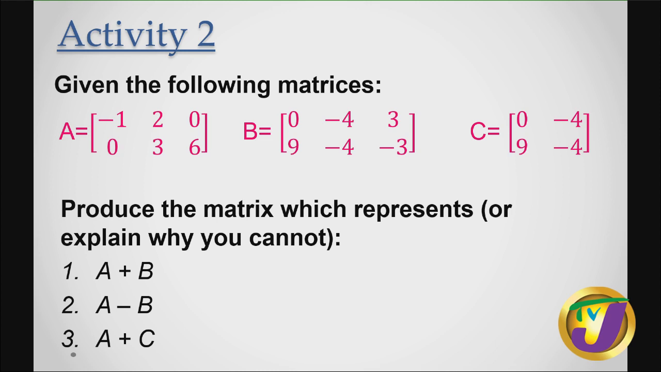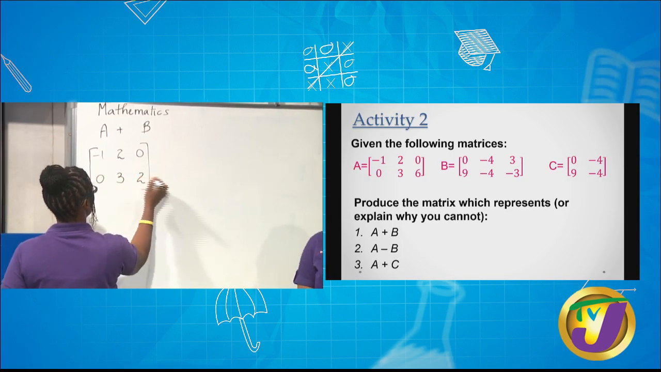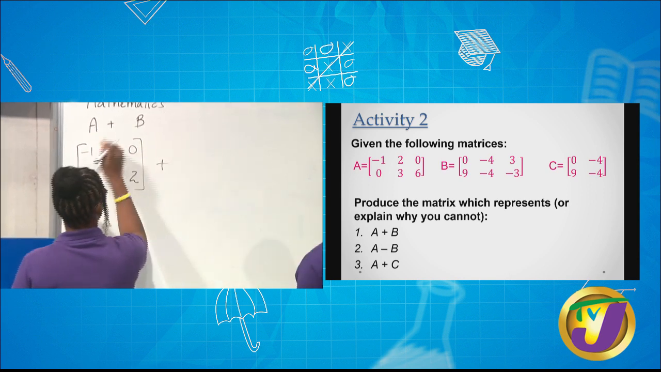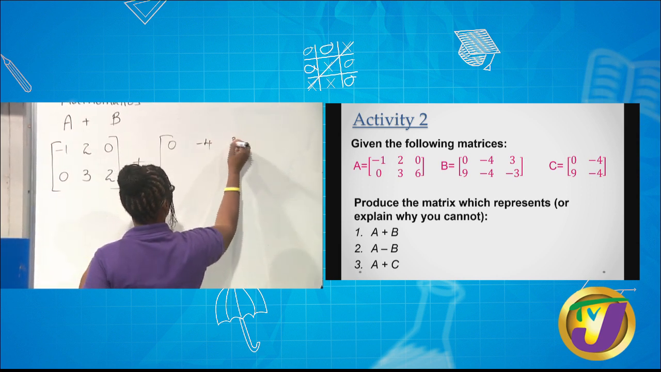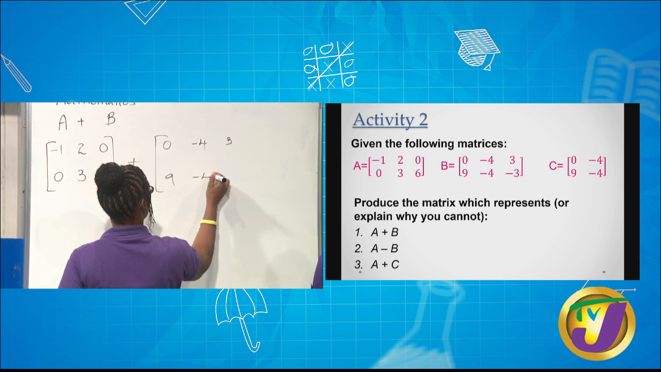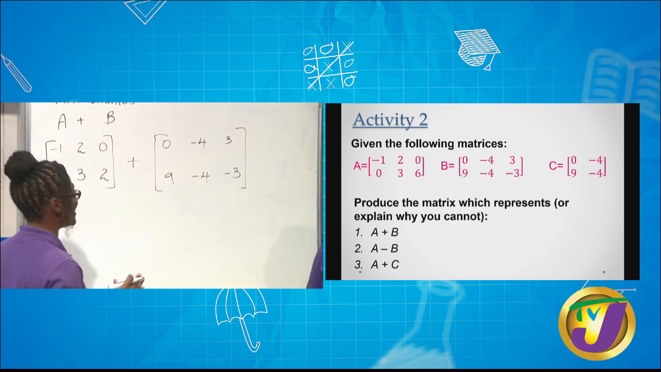So let's start with A plus B first. Let's take out our matrix A. Let's see what's in our matrix. Do the rows first. Negative 1, 2, 0, then 0, 3, and 6. That's representing A. Then B: 0, negative 4, 3, 9, negative 4, negative 3. And you are asking me to add matrix A to matrix B.